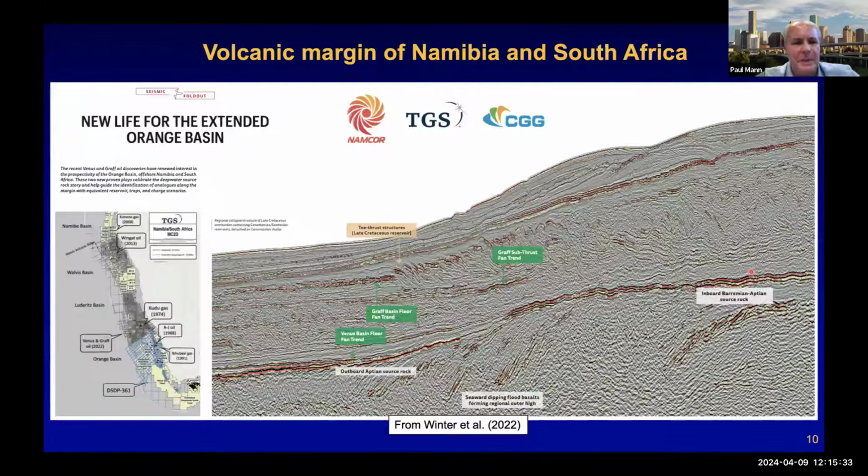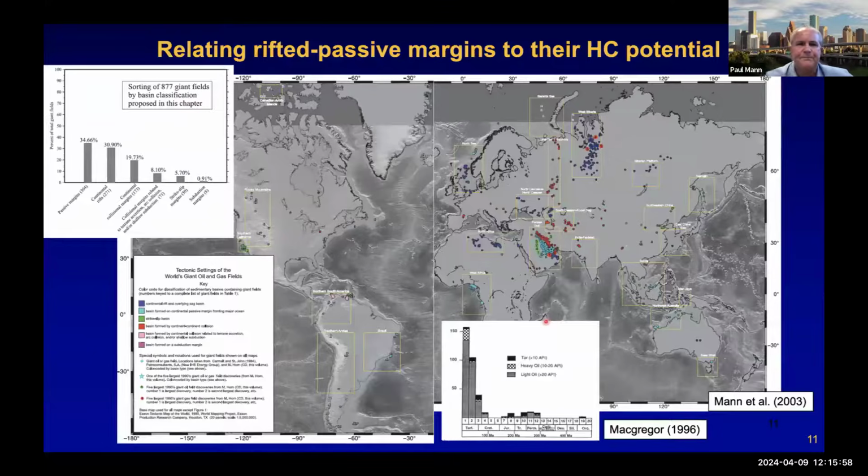Okay, and again, speaking of Namibia, this would be a line from TGS published by Winter et al. But here you can see again these what we call seaward dipping reflectors forming the base of all of these big new discoveries now happening in Namibia, the Venus and the Graff, happening at different levels above this basal volcanic sequence.